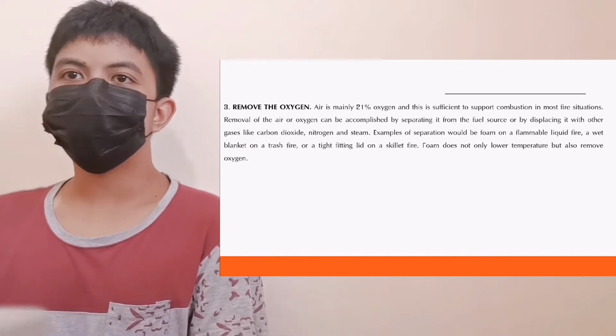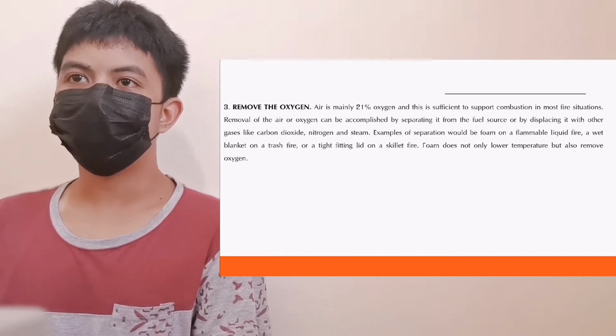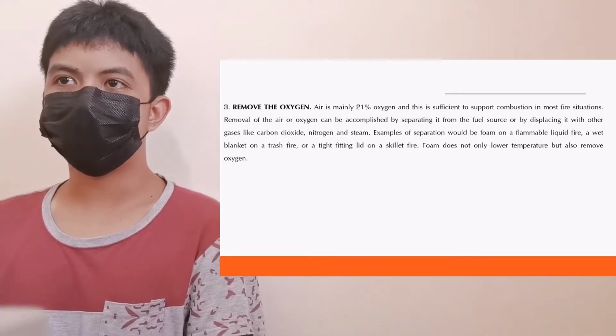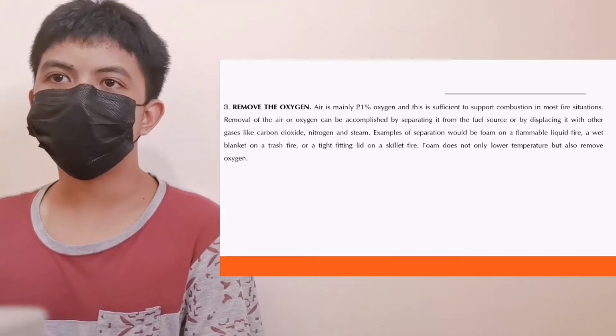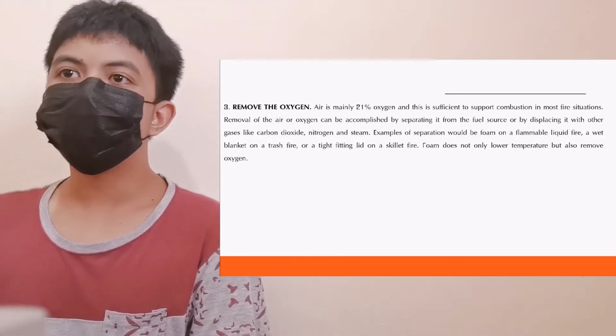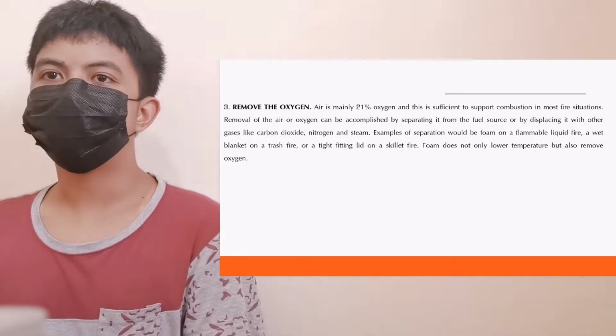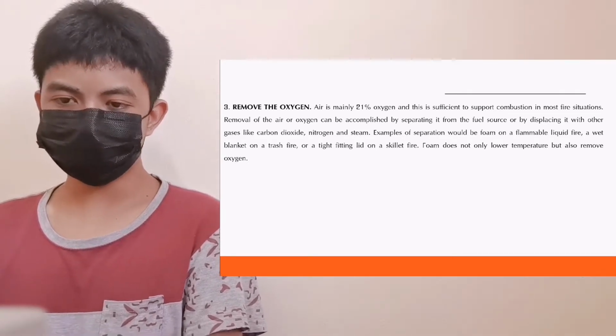Example of separation would be foam on a flammable liquid fire, a wet blanket on a trash fire, or a tight fitting lid on a skillet fire. Foam does not only lower temperature but also remove oxygen.